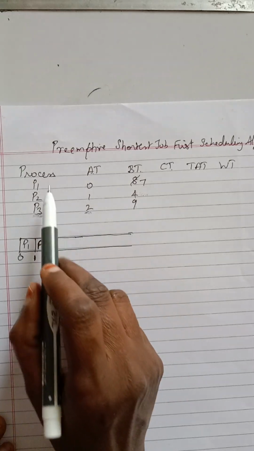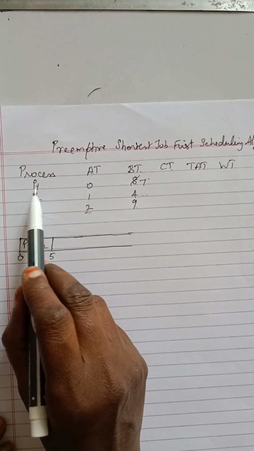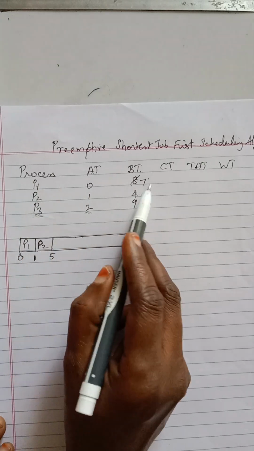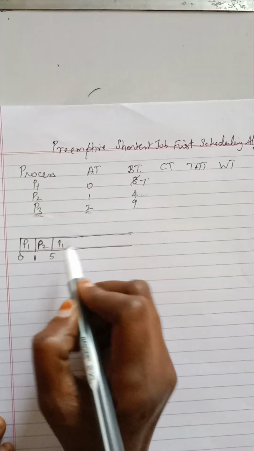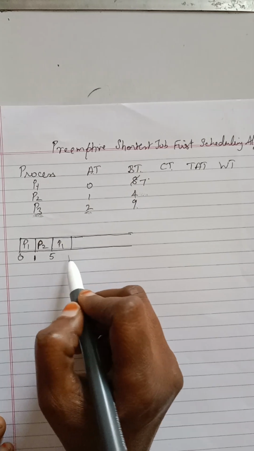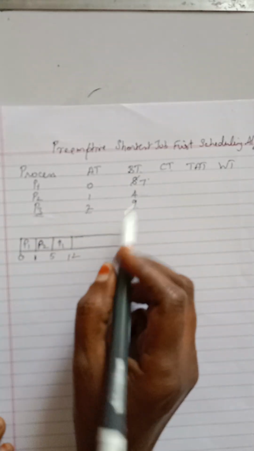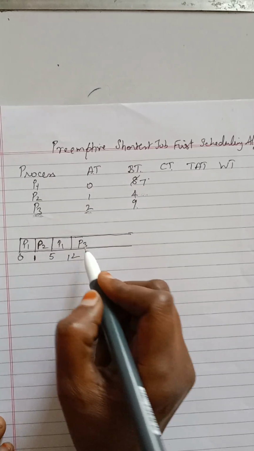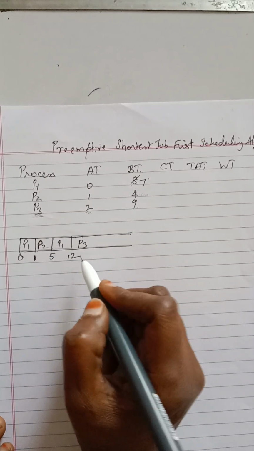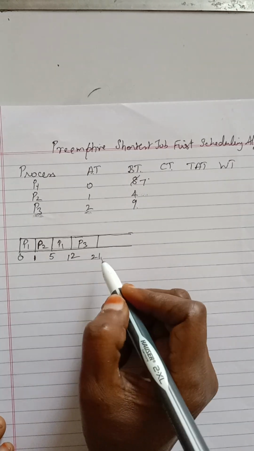Next we find that P1 has 7 burst time remaining and P3 has 9 burst time. So it will choose process 1 because it has the lowest. P1 will run for 7 milliseconds. So 7 plus 5 is 12. Next, P3 is the only one remaining. P3 has a burst time of 9, so 12 plus 9 is 21.